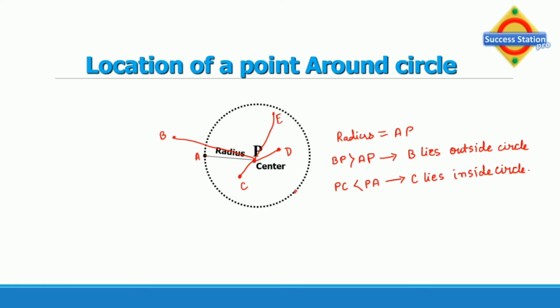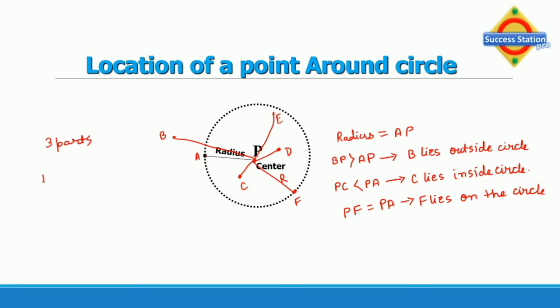So if any point lies on the boundary of the circle, its distance from the center will be the same as that of the radius, right? If the distance of this point from the center is the same as that of the radius, like PF is equal to PA, this means that point F lies on the circle, right? So that's what a circle divides a plane into three parts. How many parts? Three parts.